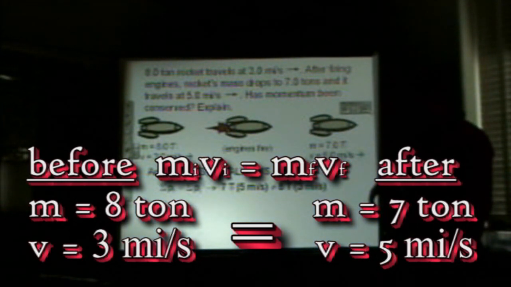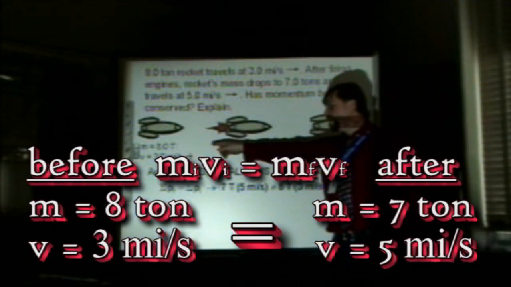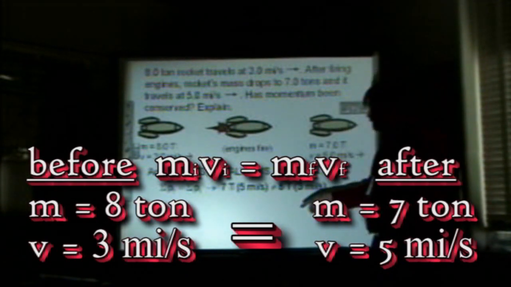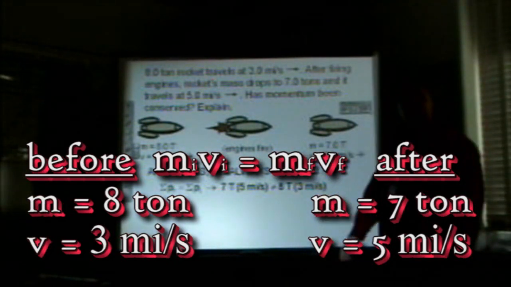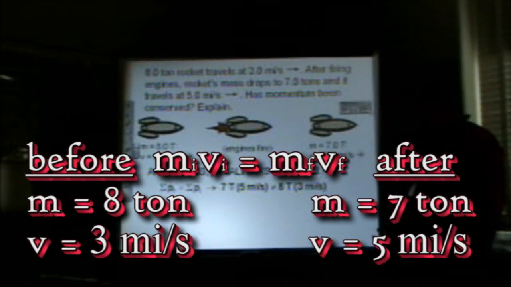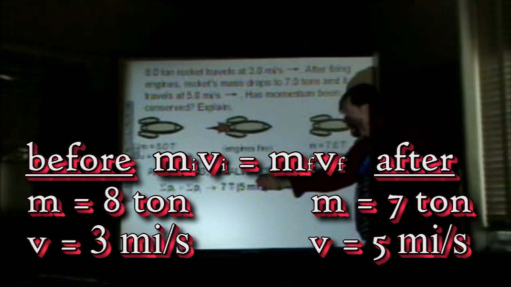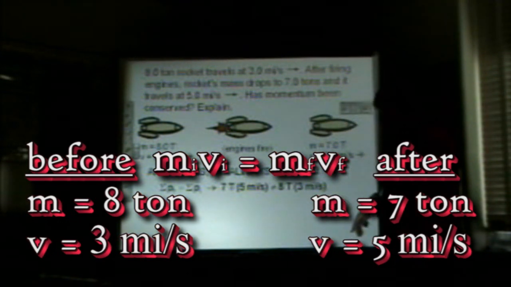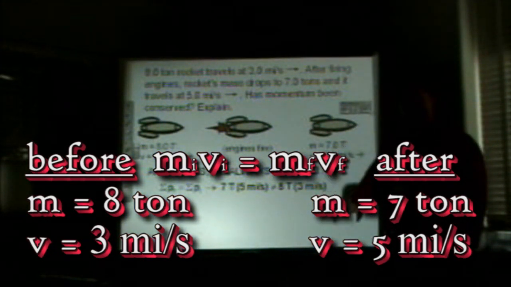We have 8 tons, or our final one is 7 tons times our final speed of 5 miles per second. So 7 times 5 is not equal to 8 times 3. So why? What happened here? If our final momentum is not equal to our initial momentum with these numbers, what's missing?